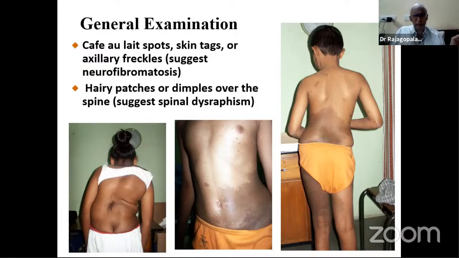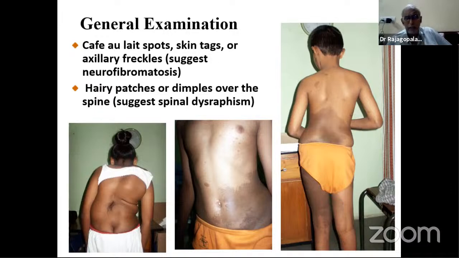Look at the general examination. An inspection generally and the inspection of the back. So what are the important things that you will look for? I can change any picture and put it. If I put this for one candidate, for another candidate I'll put a normal spine. Ask him, what will you look for? So a few things are very important.